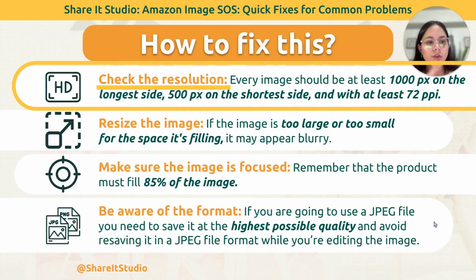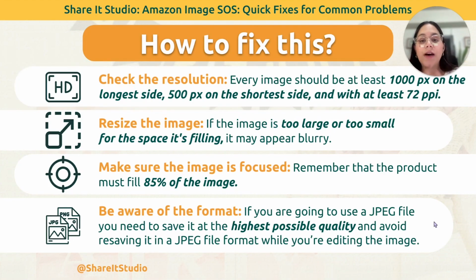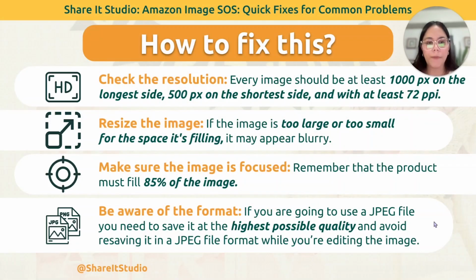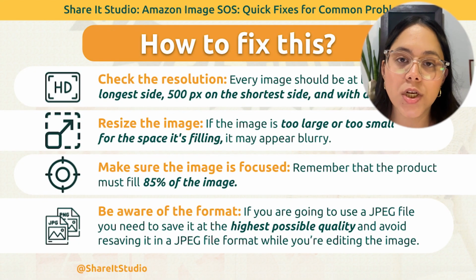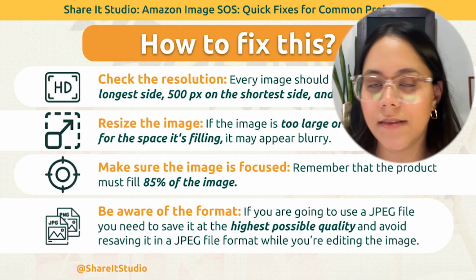Check the resolution. Every image should be at least 1,000 pixels on the longest side, 500 on the shortest side. Just to give you a very quick tip, if you are working for Amazon, the images should not be smaller than 3,000 pixels. And we learned bit by bit that the bigger the image is, the less the compression affects it. So make sure you do that. And the 72 dpi, extremely important. Every digital format that you create has to be in 72 dpi.